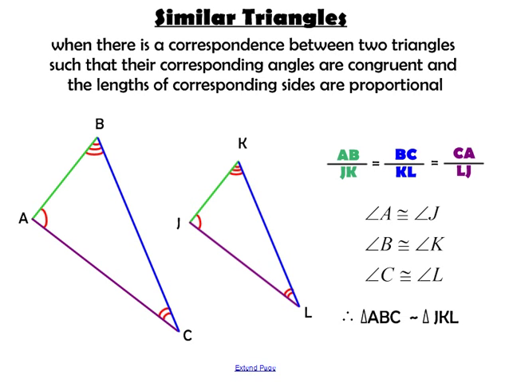So again, remember, side lengths, when you match up the corresponding ones, they all need to be proportional, meaning all the side lengths need to simplify into the same common ratio, and all the corresponding angles have to be congruent. Then we can say that a triangle is similar to another triangle.